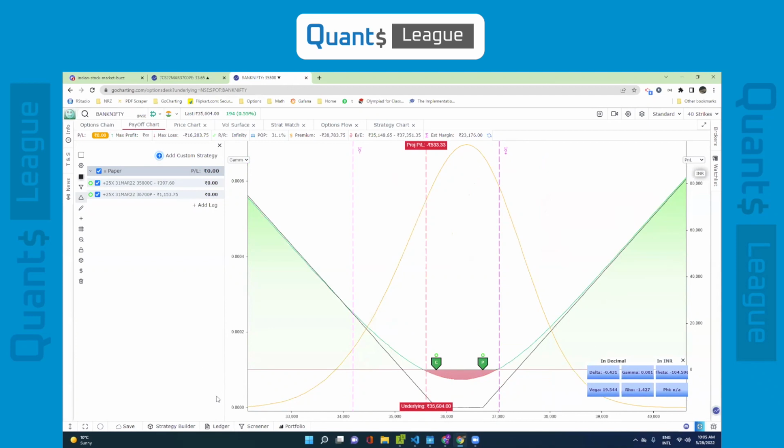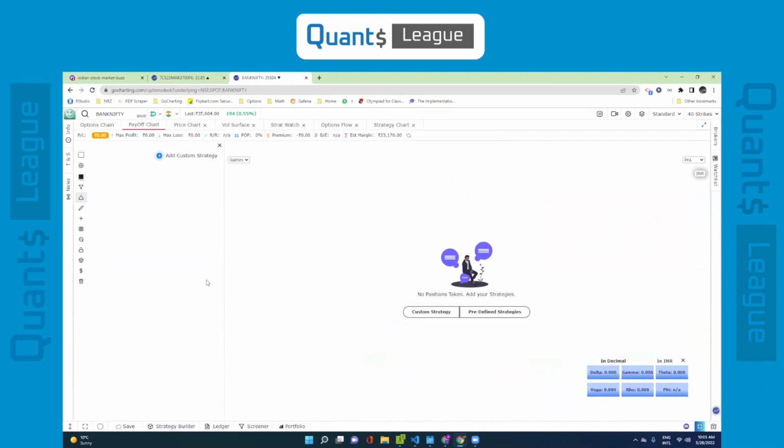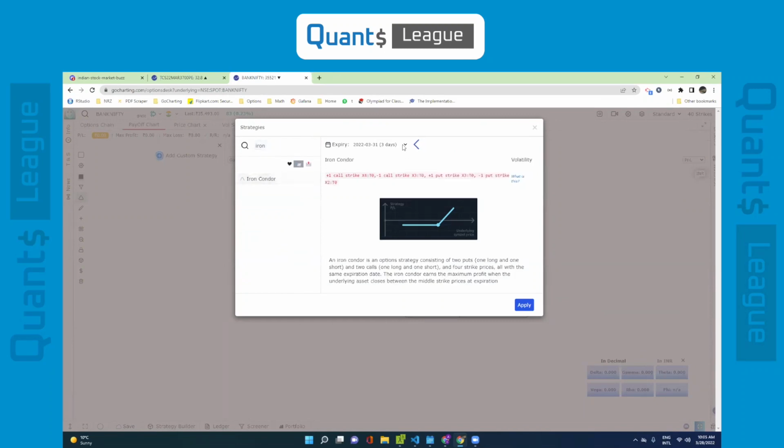Now if I want to do something more extravagant, suppose I don't want to create a custom strategy, I want to go for predefined strategies. When I click on predefined, it will give me a list of 40 odd strategies which are already built into the platform. So suppose I want to create an iron condor, I can just click on iron condor and I can choose the series that I want it from.